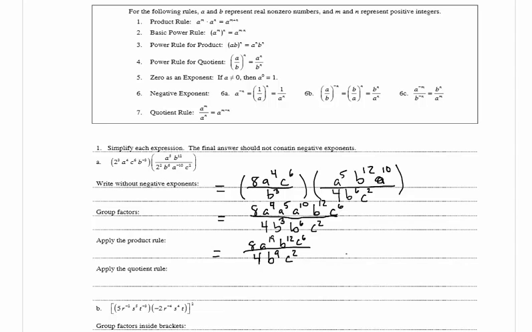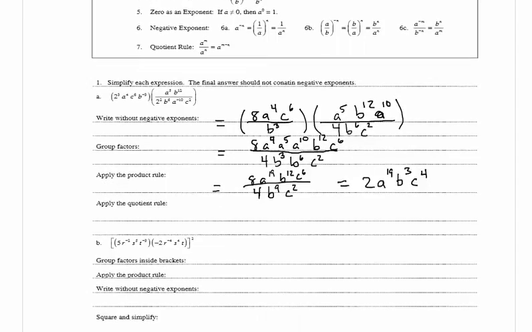And now we want to apply the quotient rule. And we have 8 over 4 is equal to 2. We only have factors of a in the numerator, so we're going to have a to the 19th. Now we have b to the 12th divided by b to the 9th, and that's equal to b cubed. And c to the 6th divided by c squared is equal to c to the 4th.